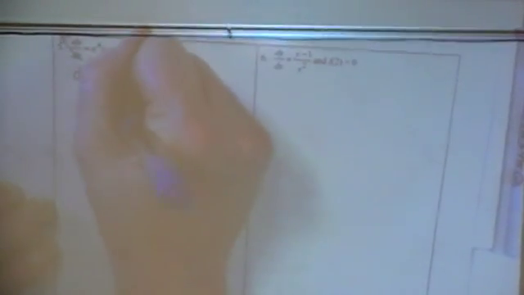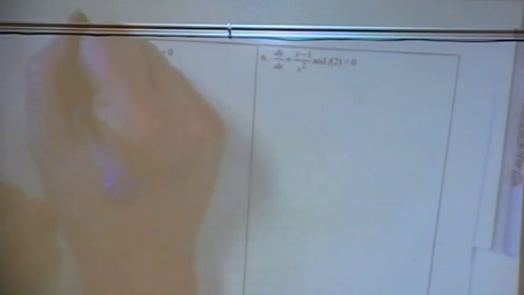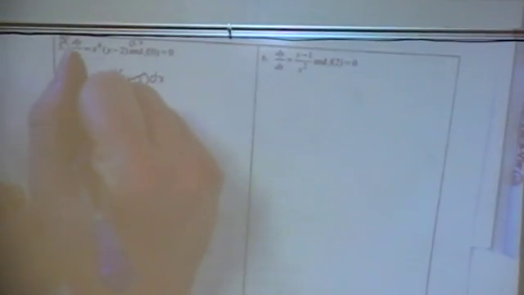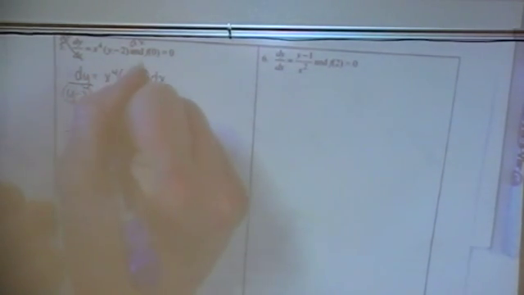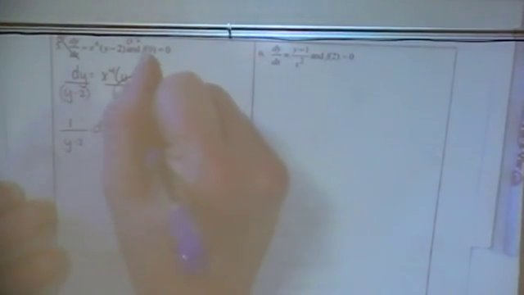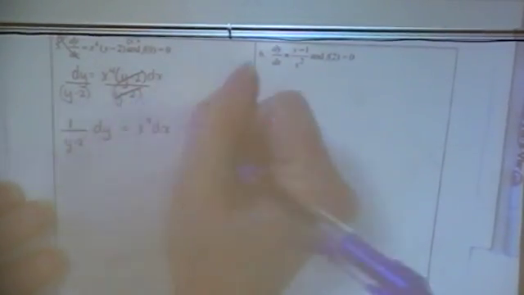I'm going to divide by y minus 2. That would give me, now I'm going to write this as 1 over y minus 2 dy, so that the dy is next to it, so I can put the integrand in front. Equals x to the 4th dx.